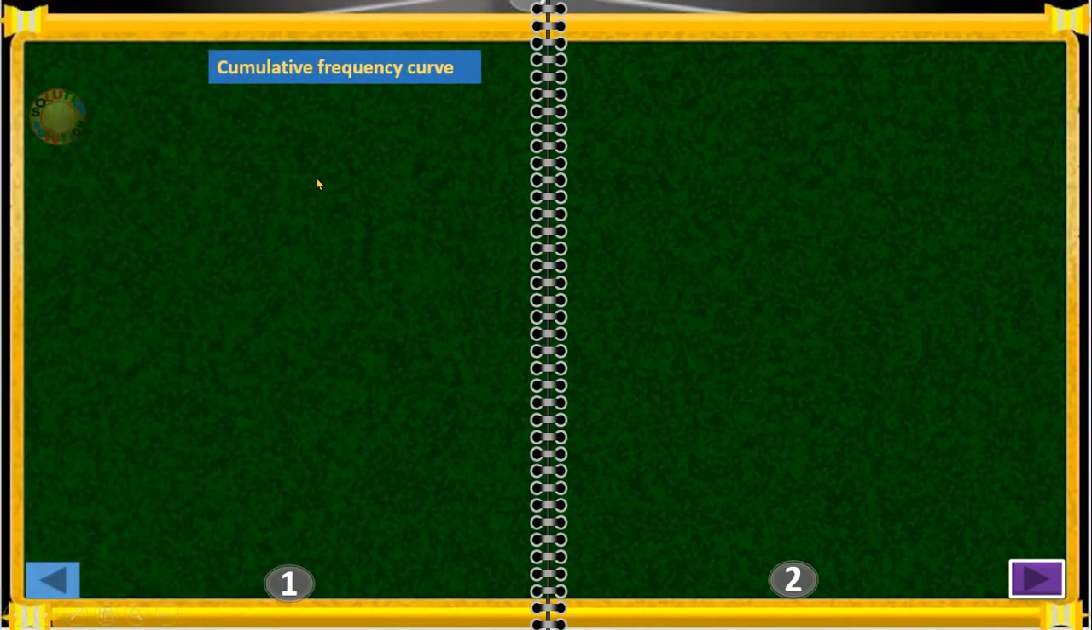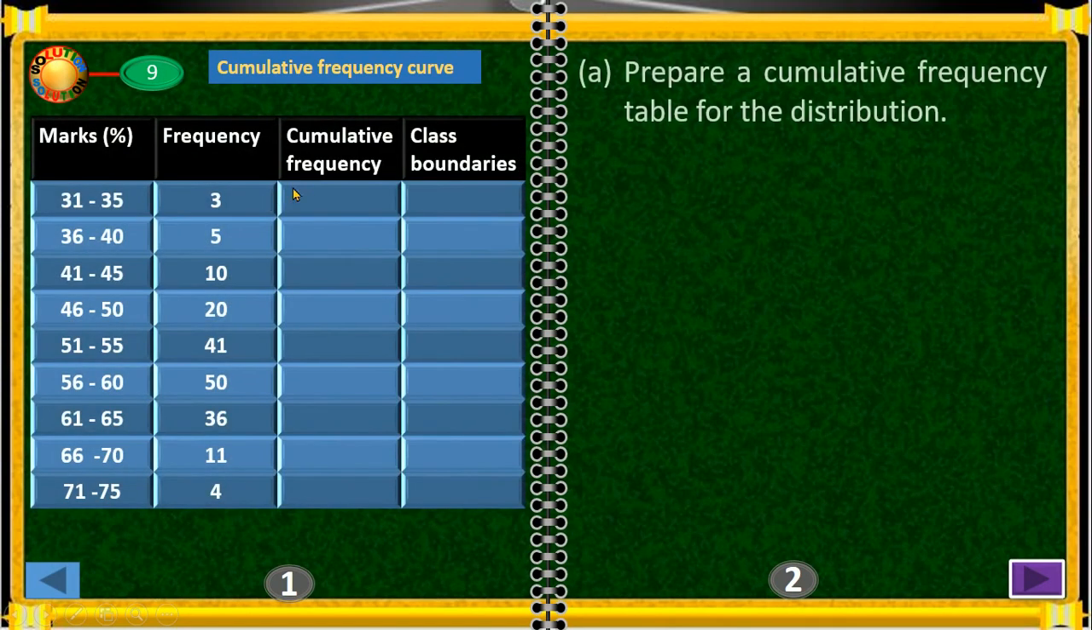Now we are going to answer the question together. We draw our table. We are going to complete the cumulative frequency column and the class boundary column. Cumulative frequency is adding all the frequencies to the present class. For the first class, we have only 3. Then we now write the 3 here. For the second class, we are going to add the first 2 classes, or we'll add 5 to these 3. That will give us 8.